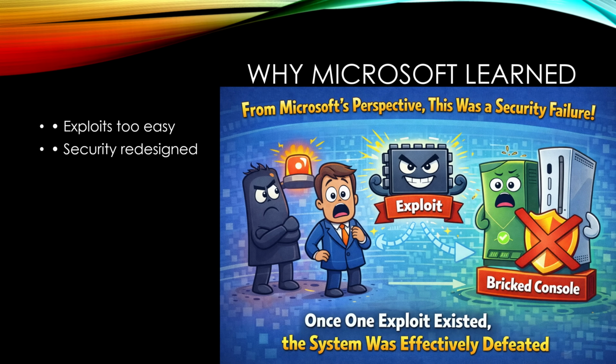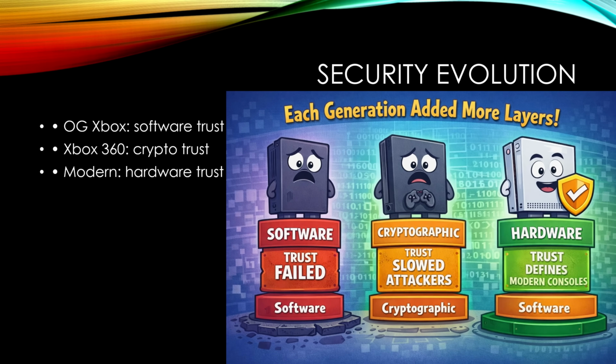How did Microsoft respond to all of this discovery? Well, from Microsoft's perspective, this was a security failure. Once one exploit exists, the system was effectively defeated. Microsoft's only move was to learn from the different exploits throughout the different consoles and generations. Each generation added more layers that address software trust failure, which allowed cryptographic trust to slow attackers, which resulted in hardware trust in modern consoles.